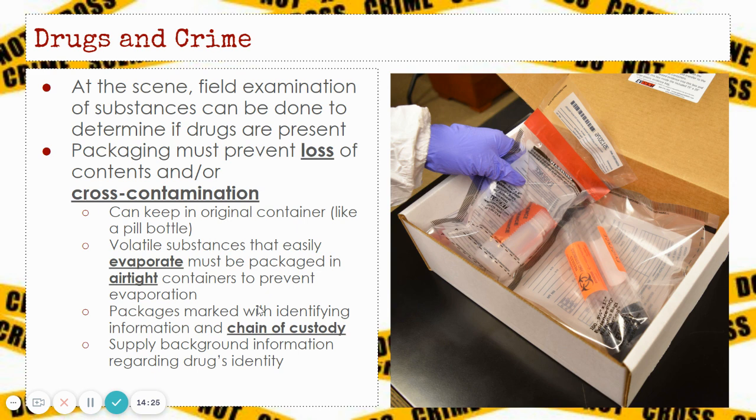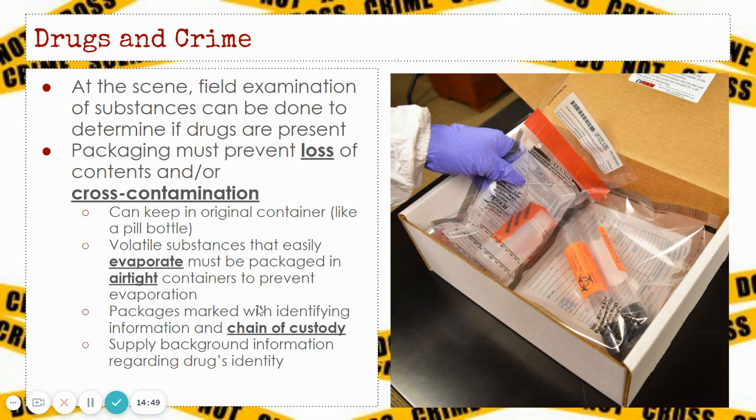If we do find drugs, we've got to make sure we package it correctly. We need to prevent loss of contents or cross-contamination. If there's multiple kinds of drugs, we want to make sure that they're not mixed together. We want to prevent any cross-contamination. So if we're packaging evidence, we can keep it in the original container. For example, if we find a bottle of pills, we would take the entire bottle with the pills inside.